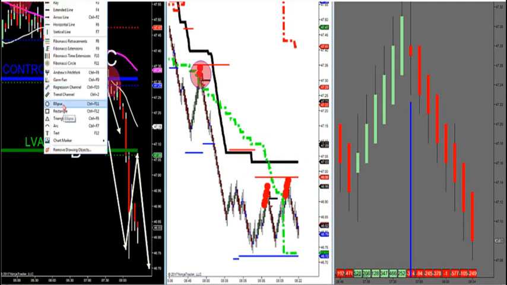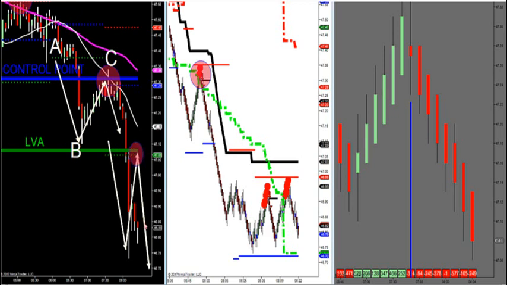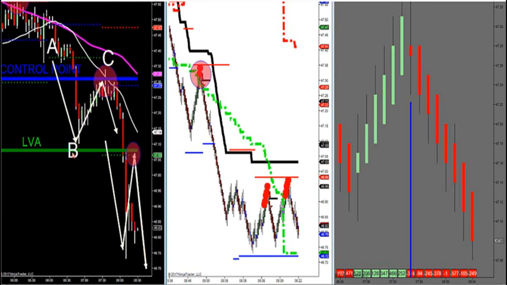Now, if I'm in an uptrend, it'd be opposite. I'd let the control point break out, retest, look for long. HVA, break out, retest, look for long, or come down to support at LVA and look for long there. There's always three entry points in a downtrend off of volume profile. Sell the high, sell the break retest of the control, or sell the break retest of LVA in a downtrend. In an uptrend, it's the opposite. I'll buy the low of LVA, I'll let the control point break retest, or I'll let the HVA break retest.